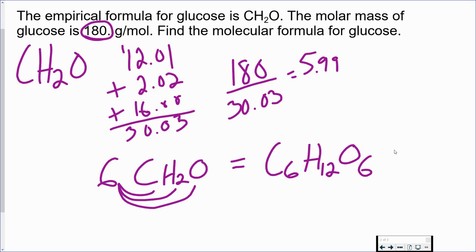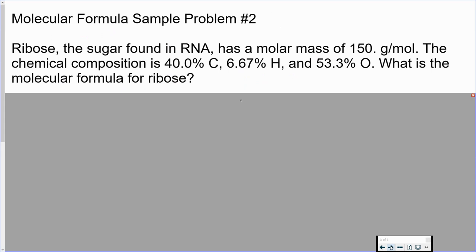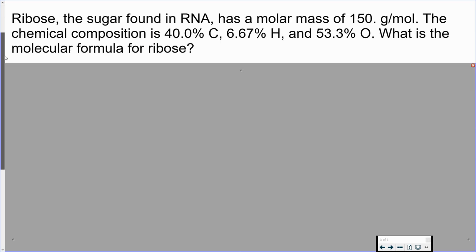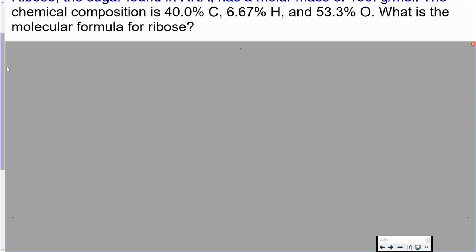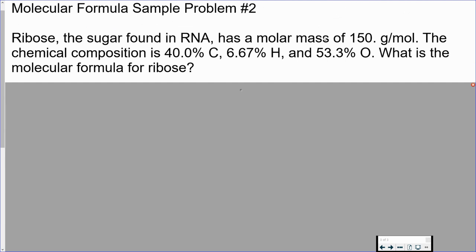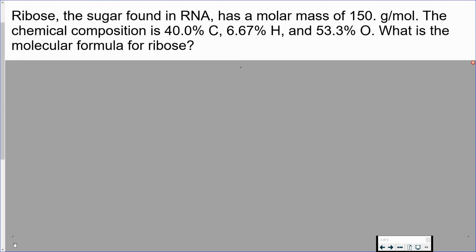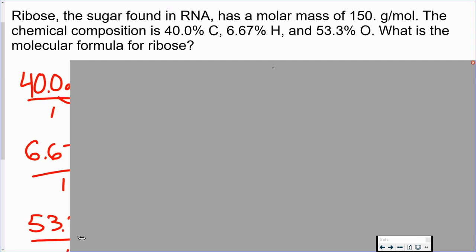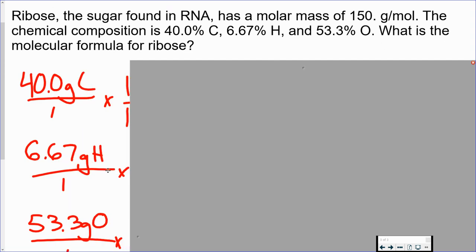I'm going to have you guys try the next one. It is a find the empirical and then find the molecular. So, 5, 4, 3, 2, and 1. The first thing that you'll notice within this problem is that they gave you percentages. That means we need to take a 100-gram sample, and we need to put that over 1.